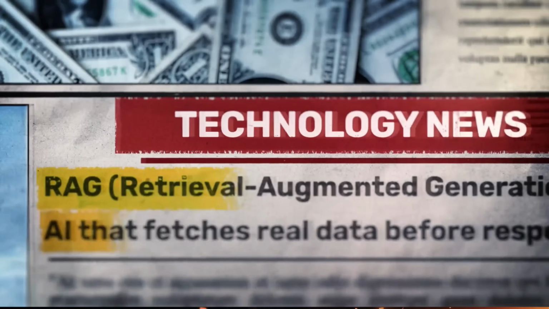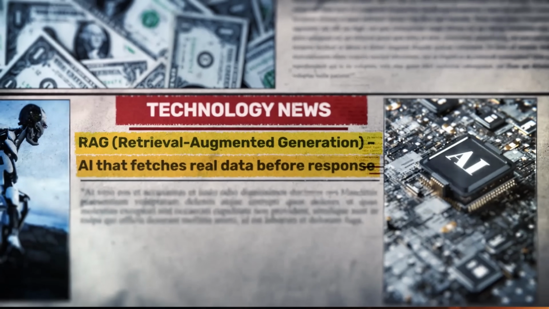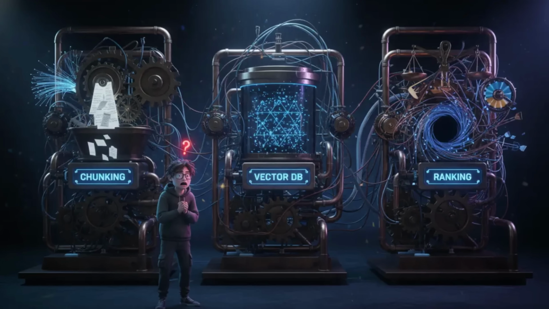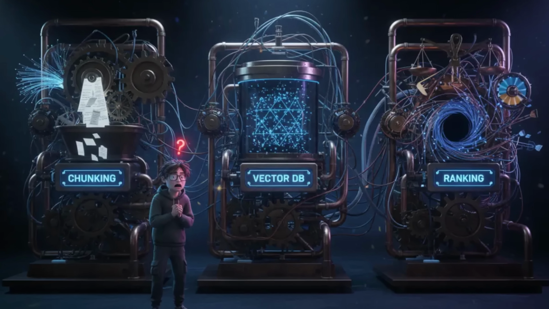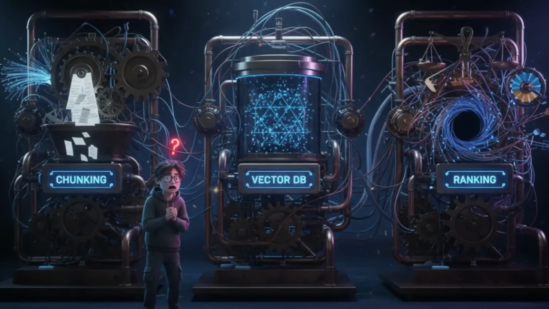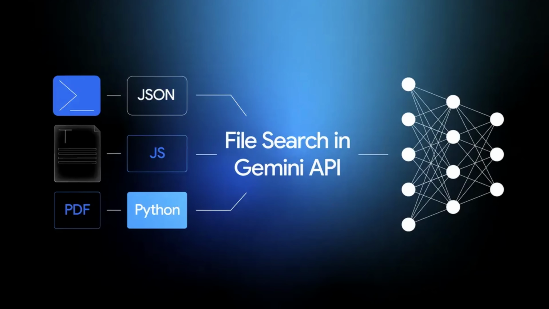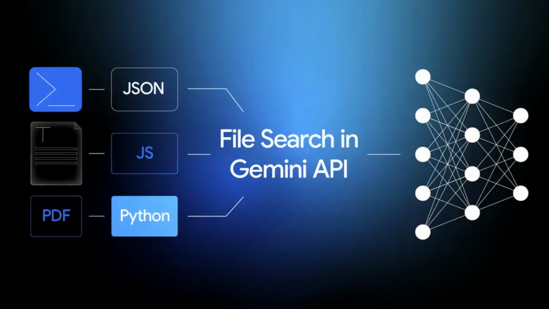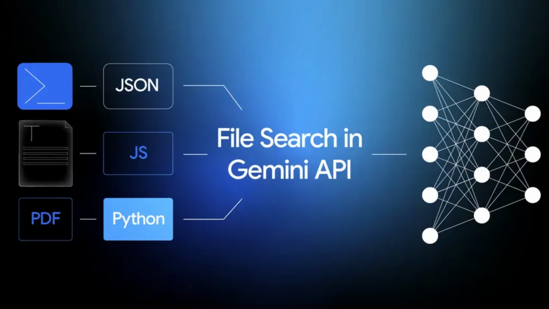The main solution generally used to solve for this is called Retrieval-Augmented Generation, or RAG. But building a RAG system yourself, well, that's been a complex, expensive, multi-stage engineering nightmare. Until now, the file search tool in the Gemini API takes that entire engineering nightmare and turns it into a simple, elegant API call. So in this video, I'm going to go deeper into what this is, how it works, and why it's going to change how we build with AI forever.